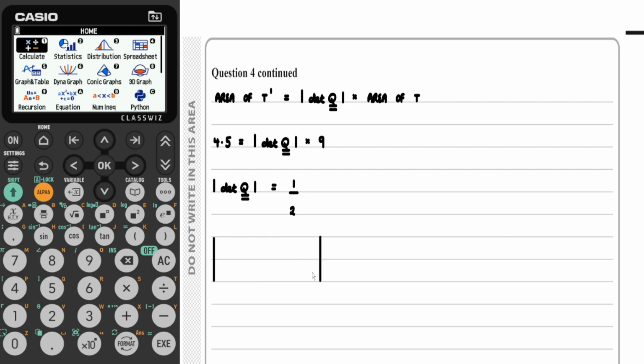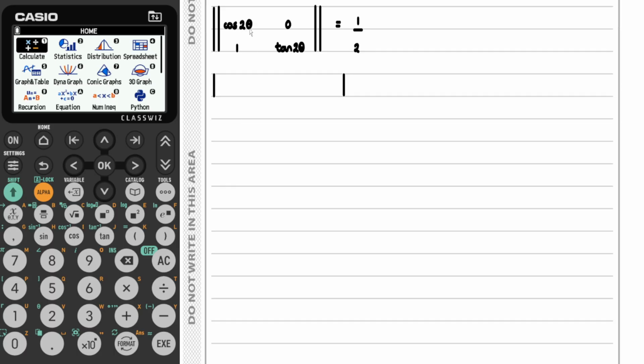So we've got the magnitude of the determinant of Q, that's shown here, and this is equal to 1/2. We've got the magnitude of, well, here I've got cos 2θ multiplied by tan 2θ, subtract 0 multiplied by 1, and this is equal to 1/2. So I've got the magnitude of cos 2θ tan 2θ equaling 1/2.